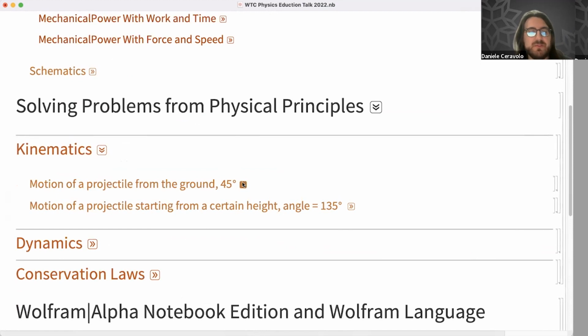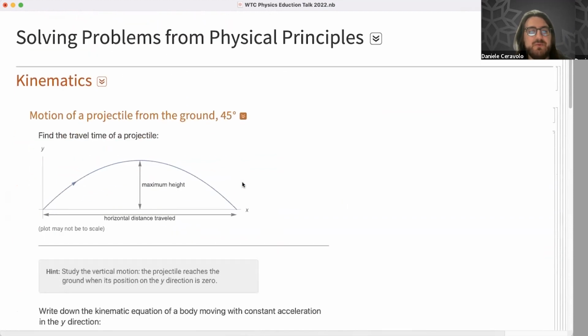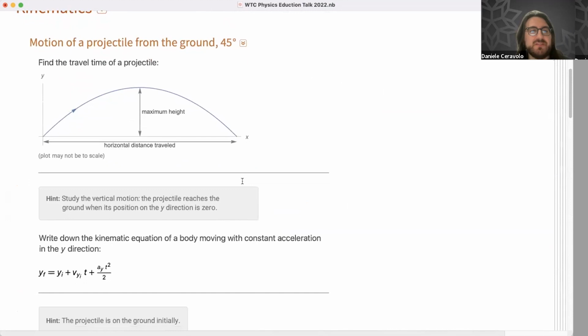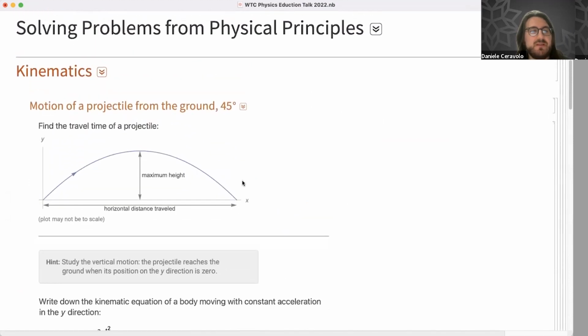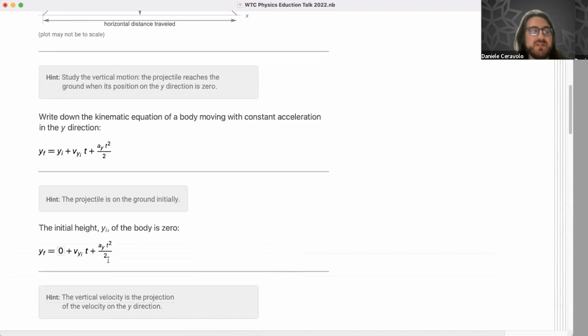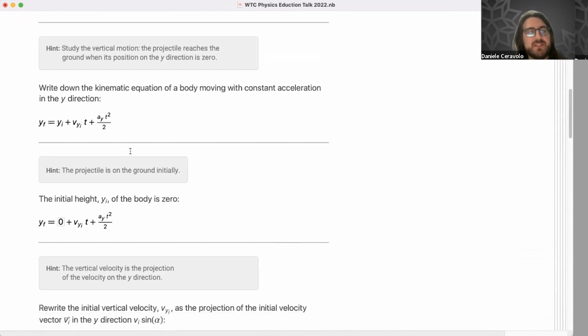But what we have been working on is having a full physical description of that, which starts from a few basic assumptions. I took the assumptions from kinematics, for example, where you start with the equation of motion, and then you do physical considerations to get to the final result. As you can see here, for example, we start with the equation of motion on the vertical direction.